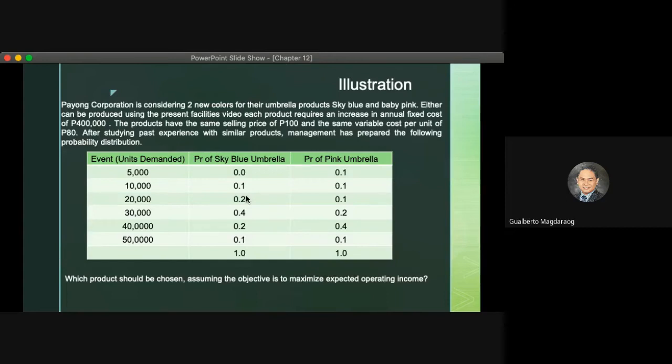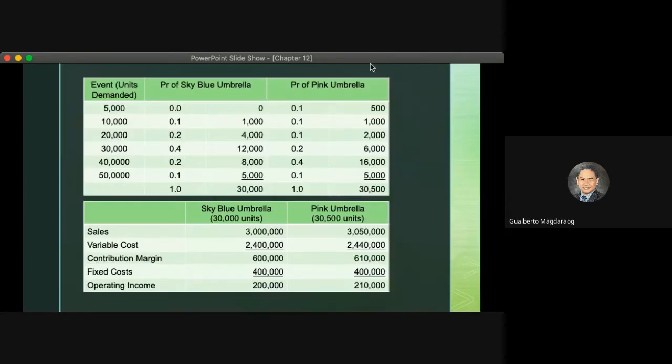So logically, what you will do is multiply the number of units demanded by each probability of each type, so that you can compute the total expected demand for each color of the umbrella. The resulting figure is 30,000 units for sky blue and 30,500 units for baby pink, or the pink umbrella. Okay, so if we don't have the table below yet, initially you would think that we will have higher units sold under the pink color. So it seems like our first answer is pink right away.